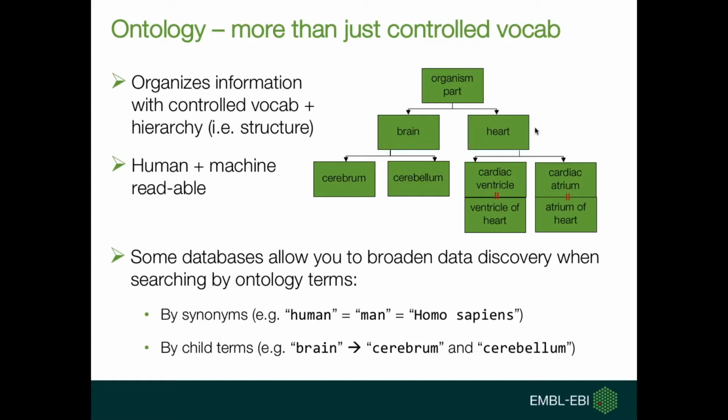And this becomes really useful when you need to search for information within a database, for example, because if your database is using an ontology, it knows that if you search for human, you also mean to search for man and Homo sapiens. Similarly, if you're searching for brain, it knows that you also want to bring back results that have the word cerebrum or cerebellum, because it knows those two things are part of the brain. So the plus side for you is if you're using an ontology to annotate your data, it makes it much more discoverable because people don't have to do as many different searches to bring back those results.